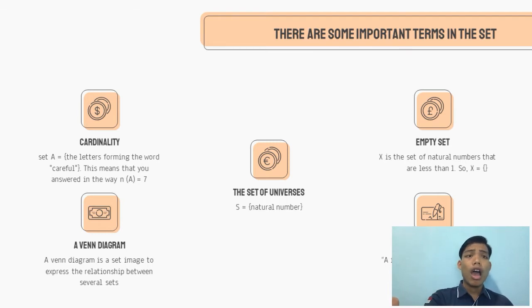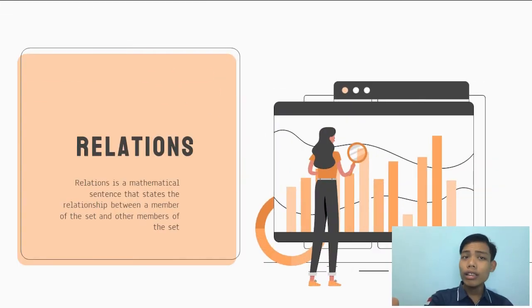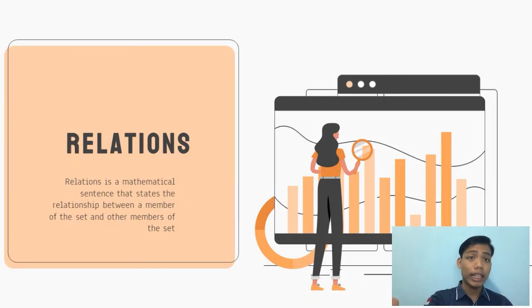Okay, that is about sets. Next is relations. What is a relation? A relation is a mathematical sentence that states the relationship between a member of a set and other members of the set. Set A and set B are said to have a relation if their members are paired with each other.